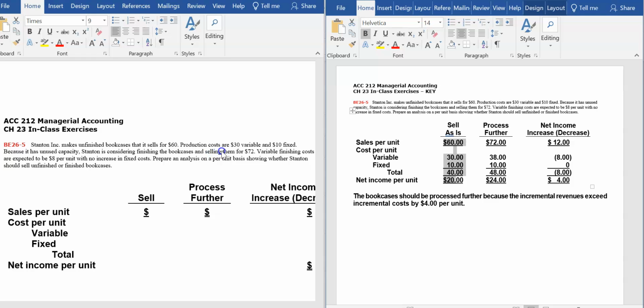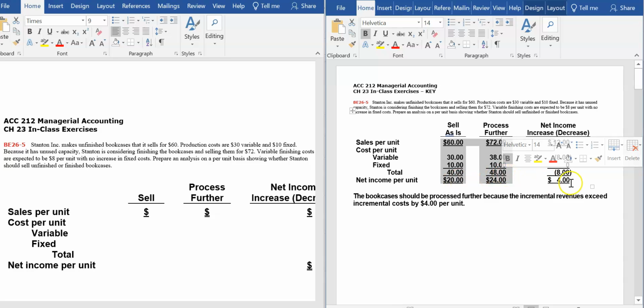If they choose to process further, the revenues will be $72 per unit. Their variable cost to finish will cause the original variable cost to go up another $8. Thus, the variable cost will go from $30 up to $38. Their fixed cost will not change, so fixed costs will remain at $10, bringing their total cost up to $48. On a per unit basis, the profit per unit is $24.